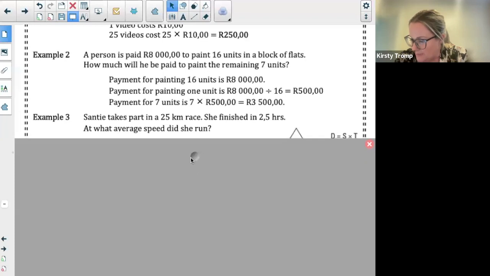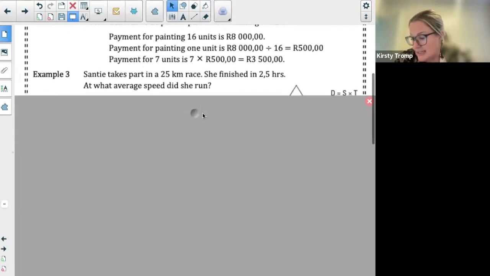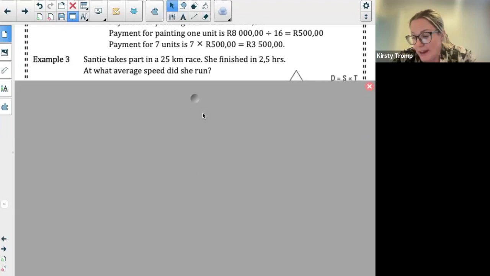Example 3. Santi takes part in a 25-kilometer race. She finished the race in 2.5 hours. At what average speed did she run? So I know we spoke about this a little bit earlier on in the year, maybe in the term as well, where we're dealing with time, we're dealing with distance, and now they're looking for speed.